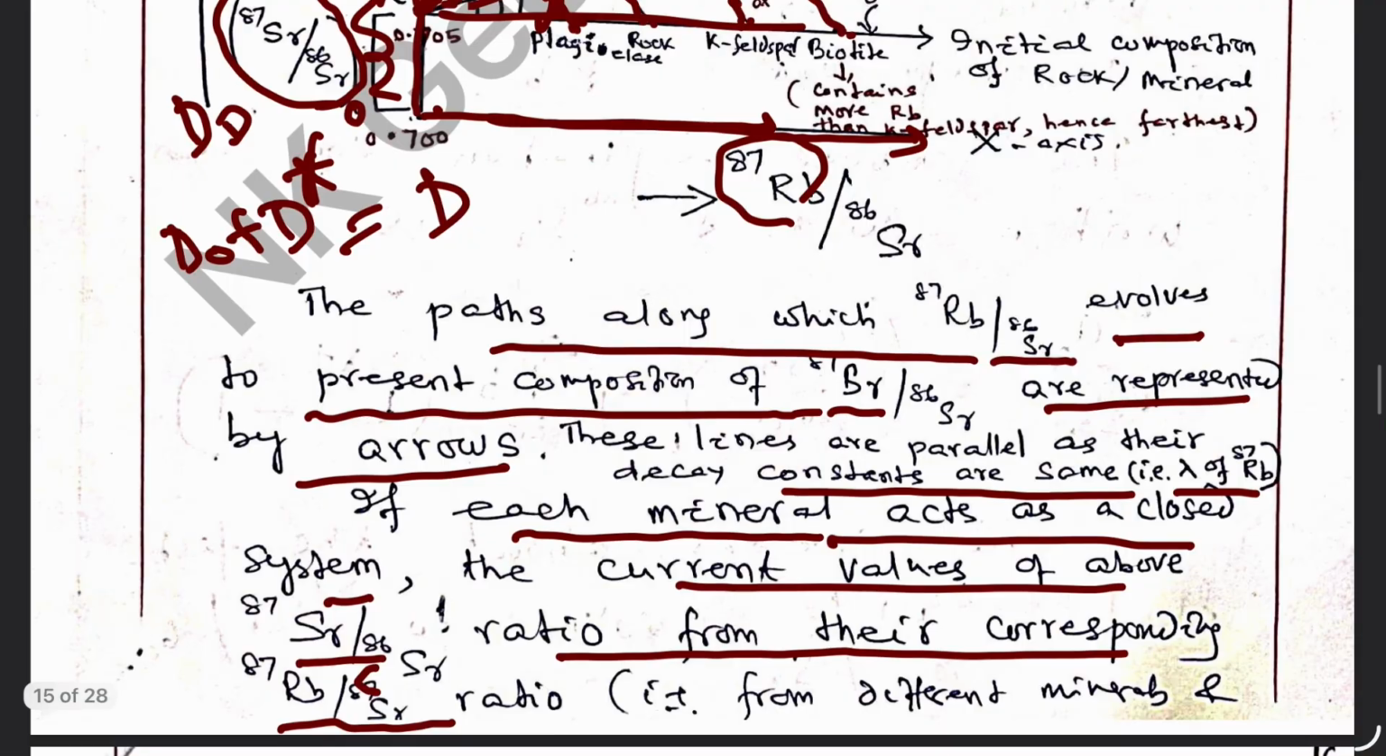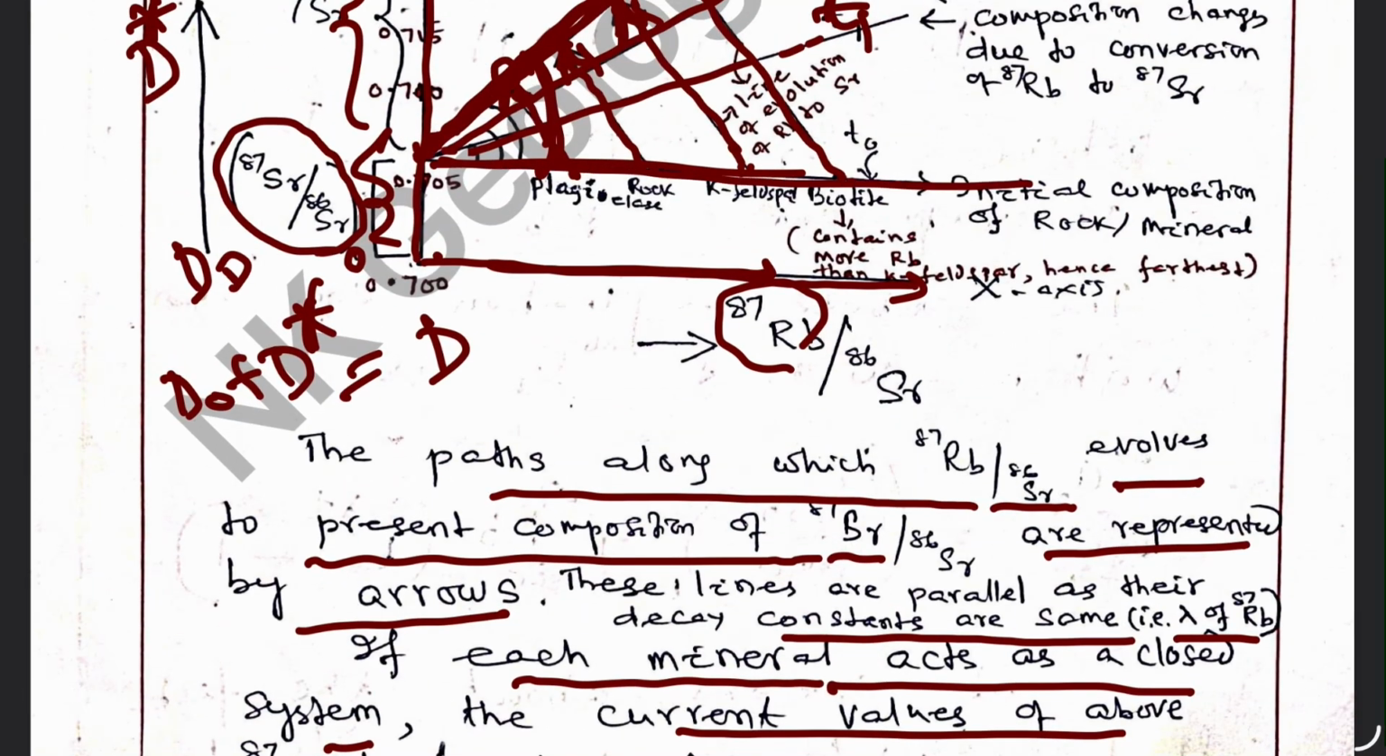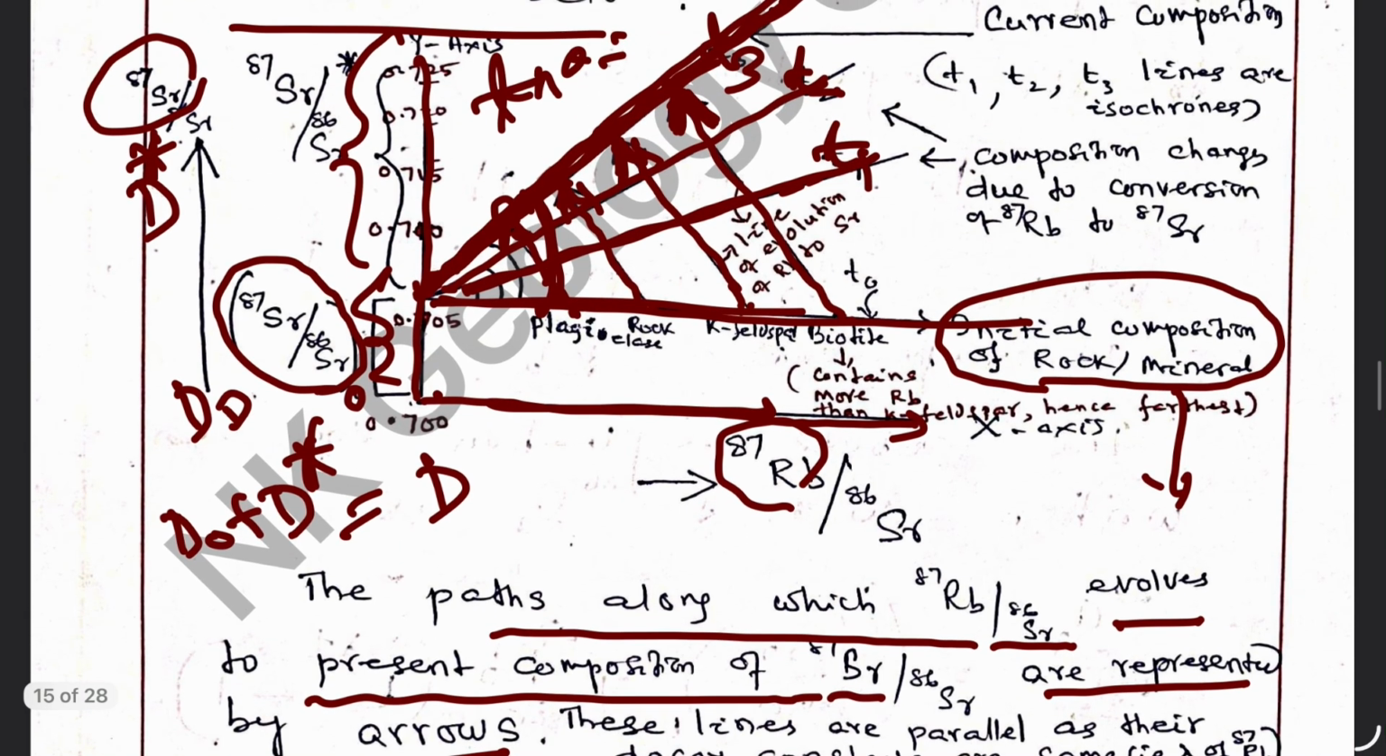So if you look at this diagram, this line indicates the initial composition of rock or mineral, the initial composition of rubidium, and this is the line for which age is 0. And this line is the isochrone after a lapse of time T1. This line is after a lapse of time T2. This line is after a lapse of time T3, or this is the current age of the rocks and minerals. So this is the slope. More the slope, more is the age. Less the slope, less is the age.